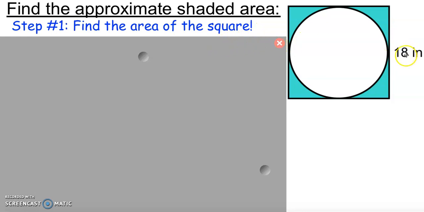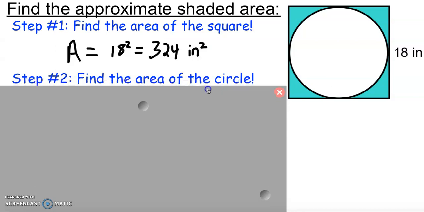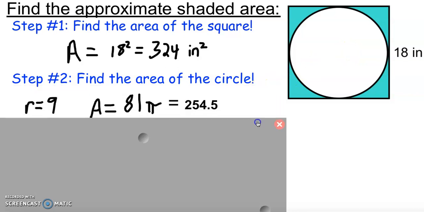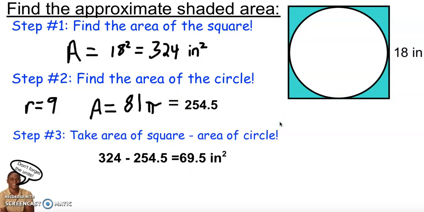So I find the area of the square. Square is side times side, so 18 times 18 is 324 inches squared. Then I've got to find the area of the circle. So that's pi r squared. What's the radius of this circle? Well, if this is 18 all the way across, the radius is 9. And then 9 squared is 81. So the area of the circle is 81 pi. And then all I have to do is subtract these two numbers. Take 324 minus 254.5, and I get 69.5 inches squared is the area of the shaded part here.